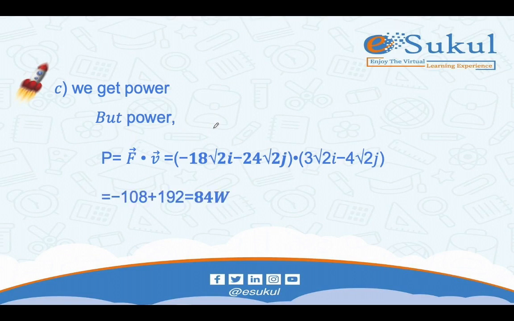So when we dot our two vectors, we have as value negative 108 plus 192, which will give us 84 watts. Remind ourselves that when dotting two vectors, we dot only the i's with the i's, and then we take the j's together with the j's to have a complete scalar value of P. So that gives us all for question 1.